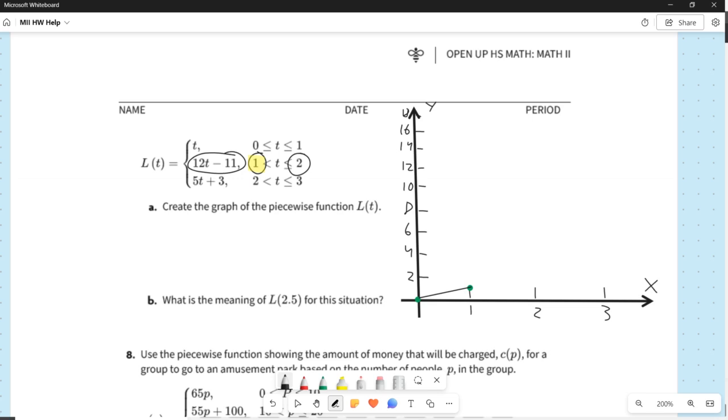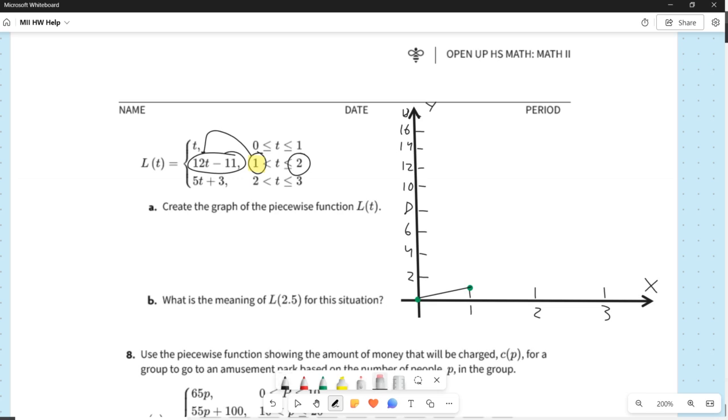So if we plug a 1 into this equation here, we get 12 times 1 minus 11. Well, 12 times 1 is 12, and 12 minus 11 is 1. So we're still at the same point. Even though we got it in a different interval, we, not surprisingly, are still at the same 1 comma 1 point where we left off with the swimming. And now with the cycling, it's the same distance.